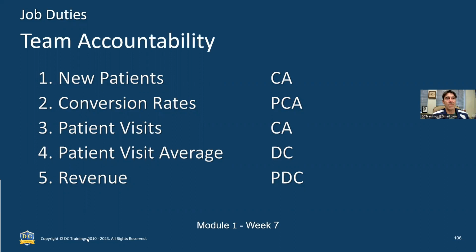Okay, so team accountability here, we have new patients, where that success rate is going to be accountable to a CA. We have conversion rates, which I just showed you. That's accountable to your primary CA. You have patient visits, which is accountable to a CA. We have patient visit average, which is accountable to a doctor.